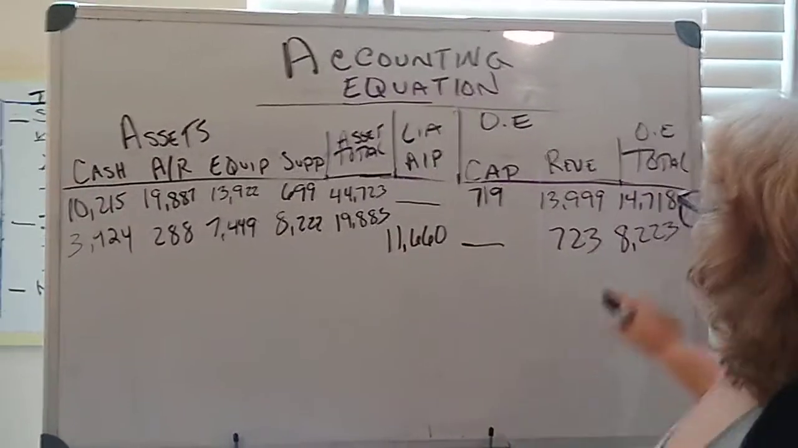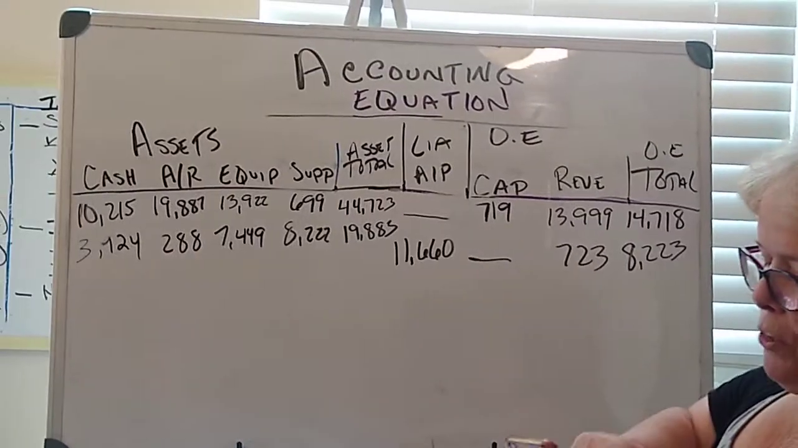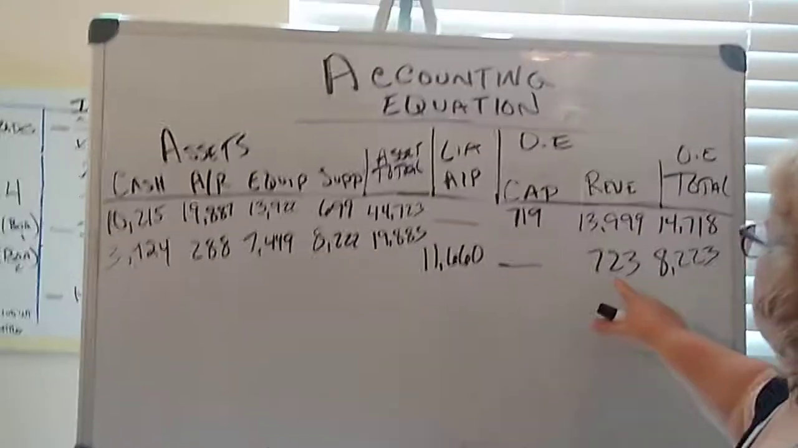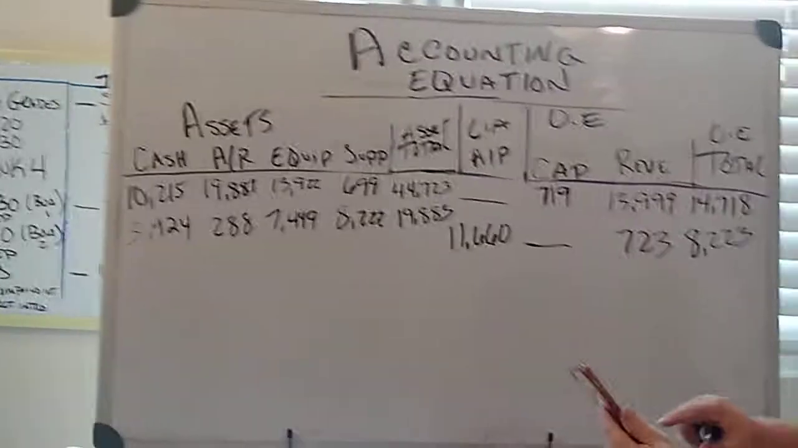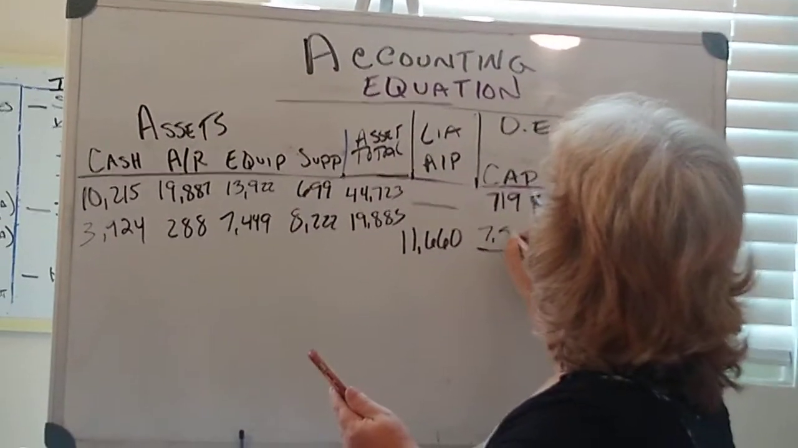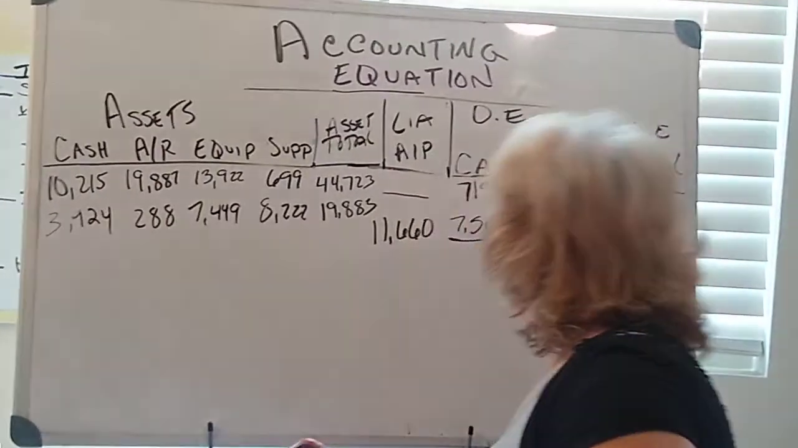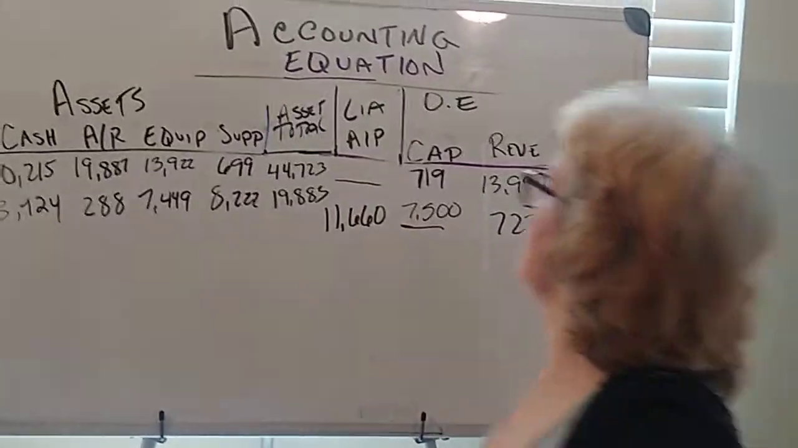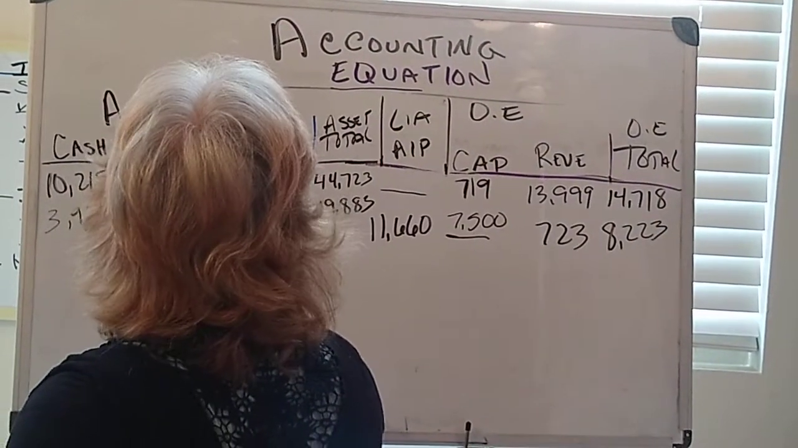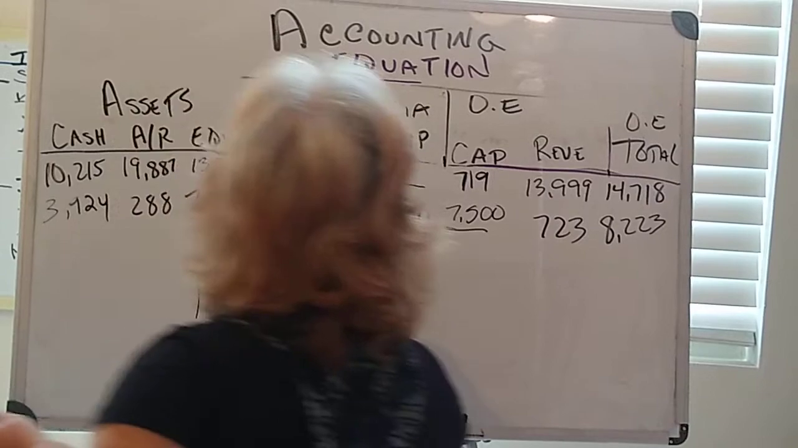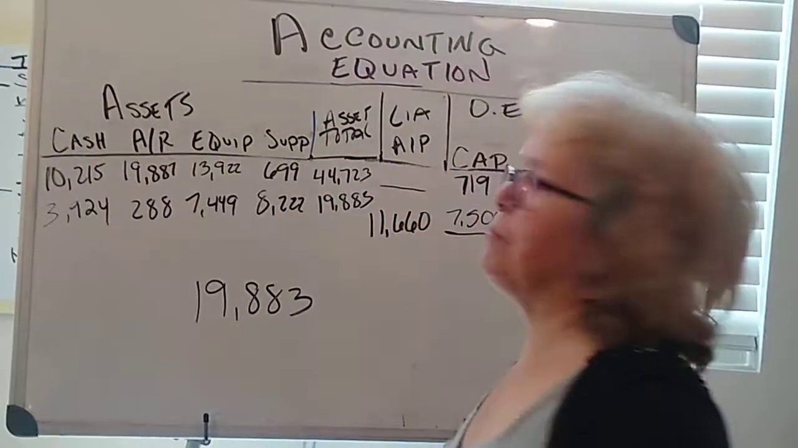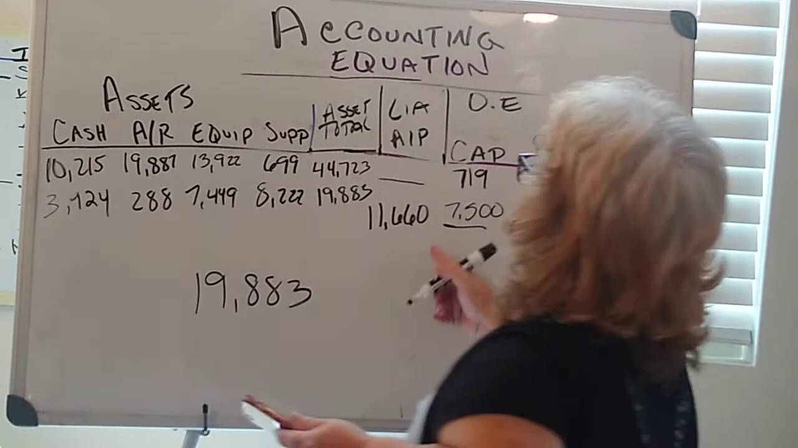So again, take the total owner's equity, 8,223, subtract the revenue, minus 723 equals 7,500. Okay? Check your accounting equation. Total assets, 19,883. That's a 3, right? Yeah. Sometimes my 3s look like 5s.